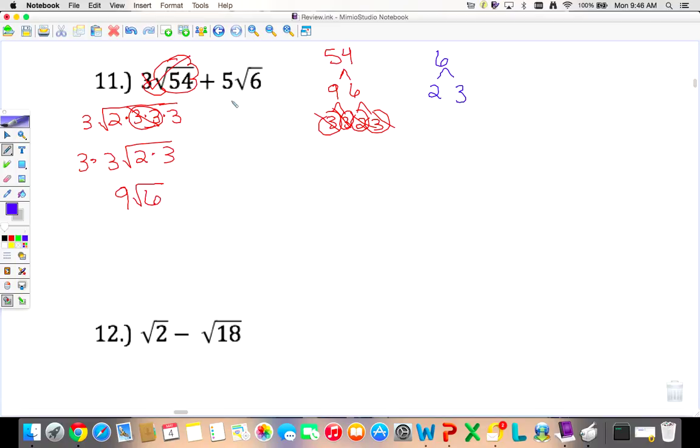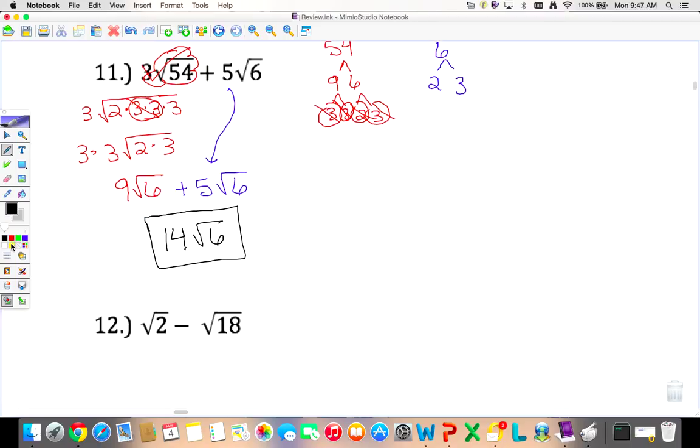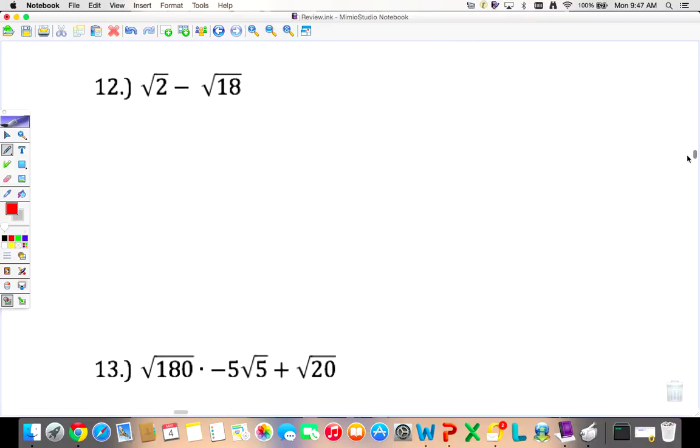Now over here, if you look at 6, 2 and 3 going to 6, that's it. There's no pairs I can pull out, so that does not simplify. So I'm just going to go ahead and bring this down. Plus 5 square roots of 6. When you're adding, we just combine like terms. 9 plus 5 is 14, and then we have the square root of 6. And that's it.